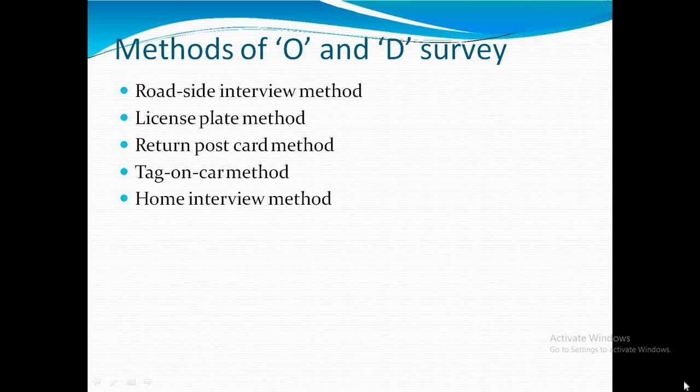And another one is the home interview method. A random sample of 0.5 to 10% of the population is selected and the residences are visited by trained personnel who collect the travel data for each member of the households, and detailed information regarding the trips made by the members is obtained on the spot.